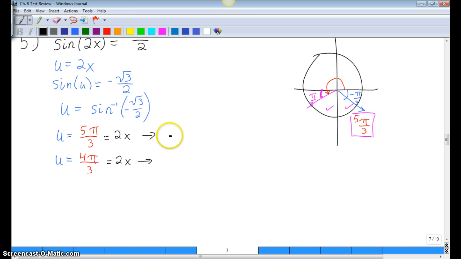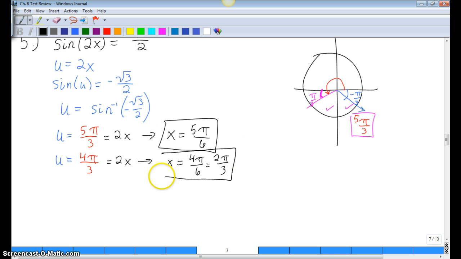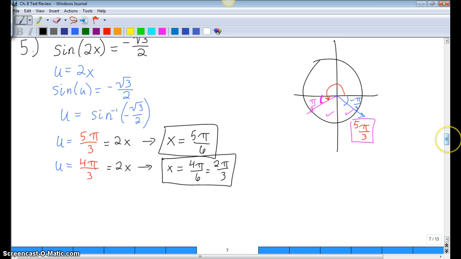So we're going to continue both of these. We're going to say that x then equals half of those two values. 5 pi over 3 divided by 2, you get 5 pi over 6. 4 pi over 3 is now 4 pi over 6, which is 2 pi over 3. We have one answer, two answers, but we actually have a total of 4 answers.